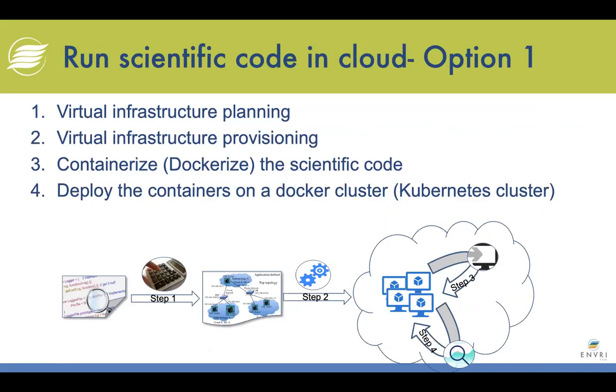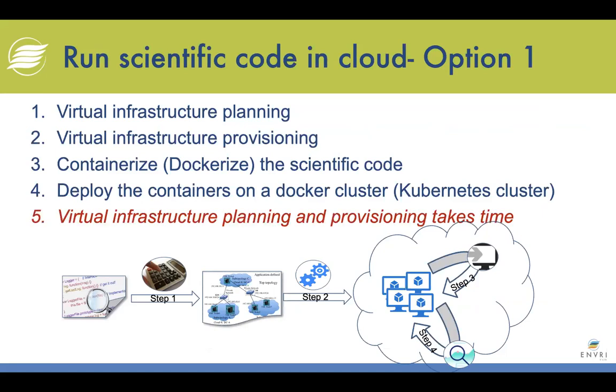So now let's wrap up and see what options we discussed. Option one, we explained, is the one we just discussed. You plan a virtual infrastructure, decide how many VMs, and provision the VMs, and you Dockerize your scientific code and deploy the containers on a Docker cluster. I would say it's a kind of standard or classical way for you to run almost any application. If you follow it, more or less, you can run any application in the cloud.